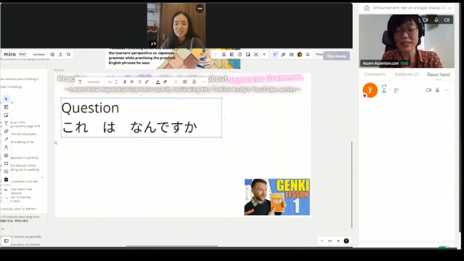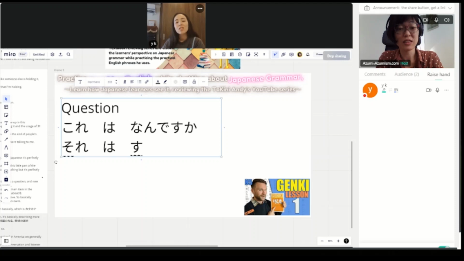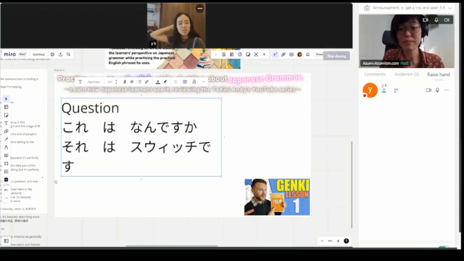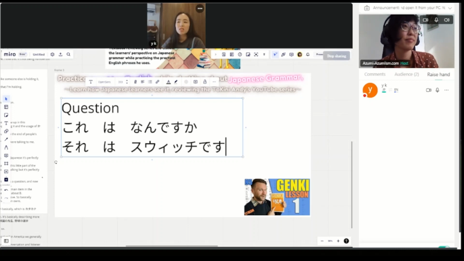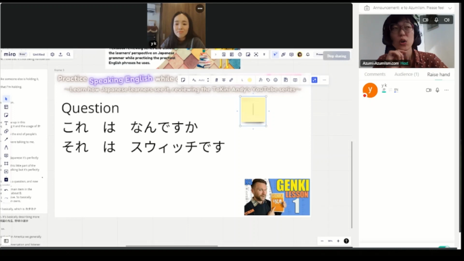Okay, do you remember how Andy-san explained this? これ and それ, I don't remember, but I know これ is near the speaker. それ is near the listener. That's good. So Andy-san's way of explanation is like this. これ, if the person is talking to me, I'm holding it. これ, I'm holding it. That's what he said.